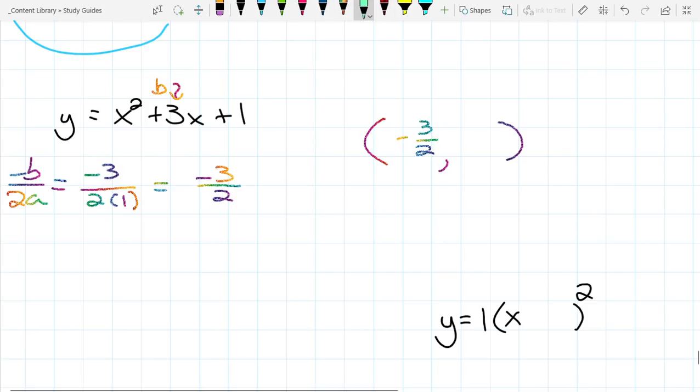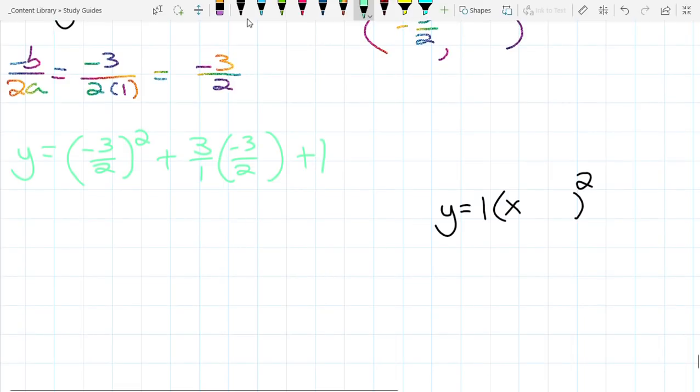If we want the y value, we plug this in. So y equals negative 3 over 2 squared plus 3 over 1 times negative 3 over 2 plus 1. When you multiply a fraction by itself, you just multiply the top numbers and the bottom. So negative 3 times negative 3 would be a positive 9. 2 times 2 would be a 4. So that's 9 fourths. 3 times negative 3 is a negative 9. 1 times 2, so this is minus 9 over 2 plus 1.